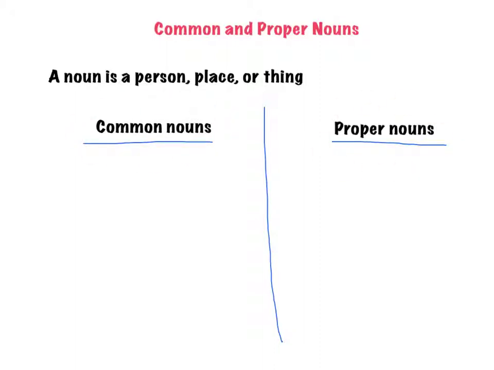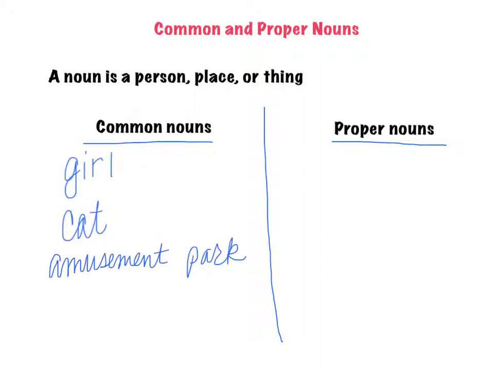So some examples of common nouns would be a girl, a cat, an amusement park, or a day, like a day of the week. Okay, so these things are common nouns. So a girl could be any girl, that's a person. A cat, that would be a thing. An amusement park, that would be a place. And a day, that would also be a thing. So these are all examples of common nouns. Girl, cat, amusement park, or day.